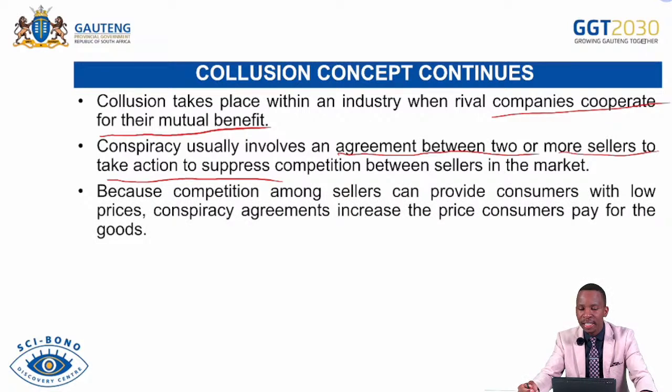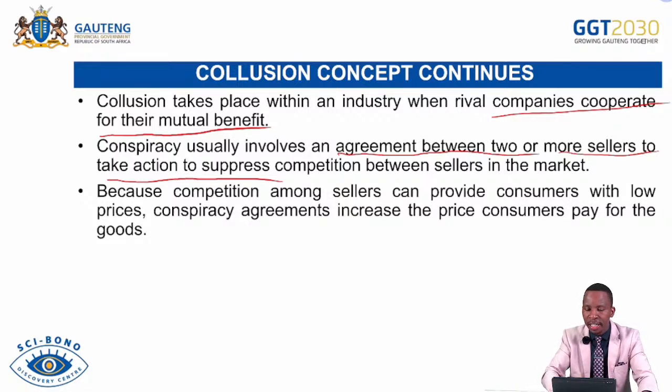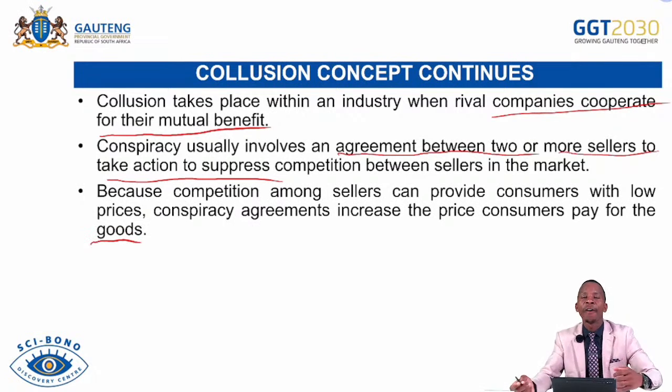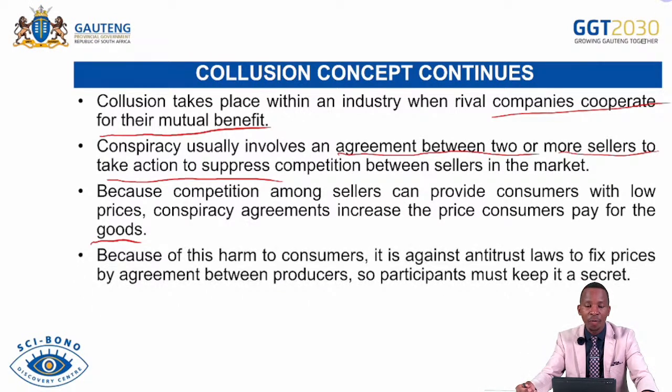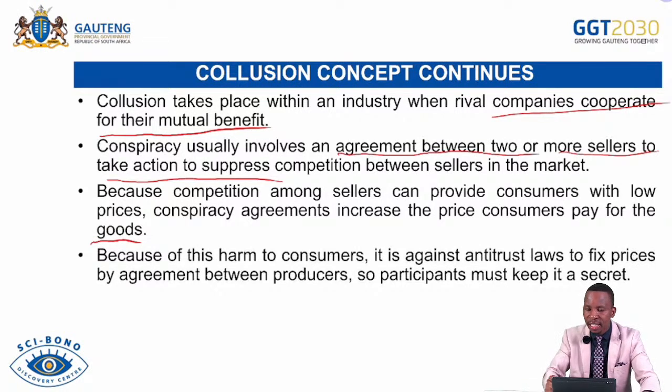Because competition among sellers can provide consumers with low prices, a conspiracy agreement increases the price consumers pay for the product or goods. If ever firms meet and discuss the price, they will always decide on the higher price. So that will lead to consumers having to pay higher prices for particular products or for poor quality of goods and services. Because of this harm to consumers, it is against the antitrust laws to fix prices by agreement between producers. So participants must keep their secret.